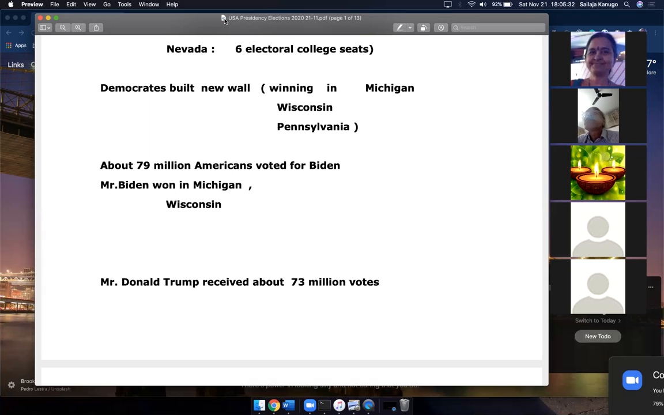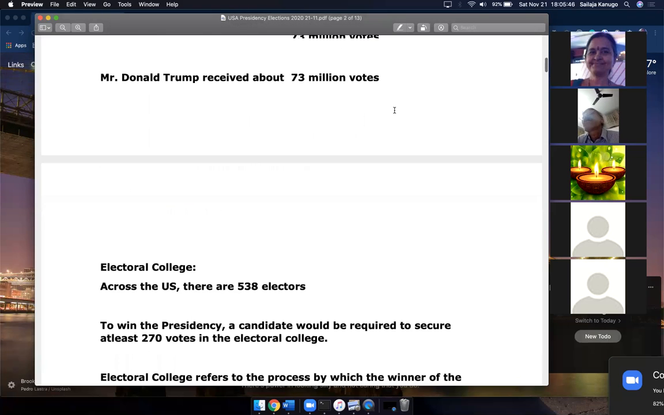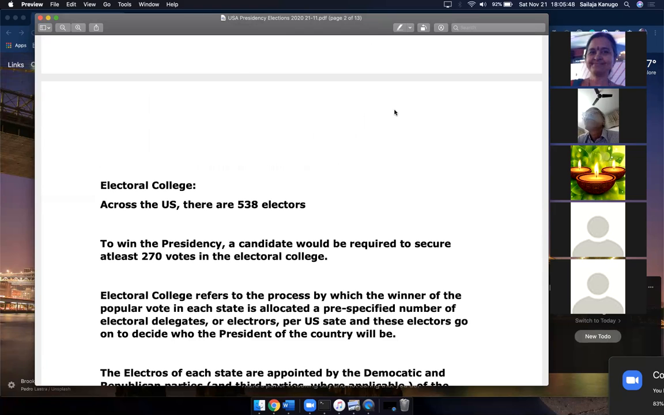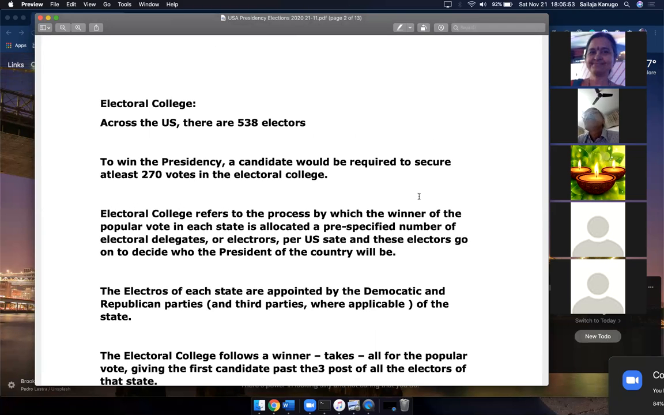The electoral college follows winner-takes-all for the popular vote, giving the first candidate past the post all the electors of the state. For example, if more than 50% of the voters in North Carolina vote for the Republican Party, then all the electors allocated to the state will be Republican. Each state has the same number of electors as it has members in its congressional delegation, namely one for each member of the House of Representatives and two senators from the state.